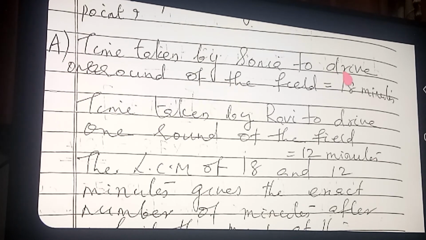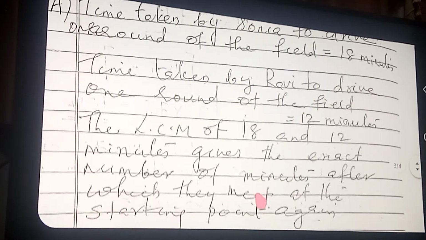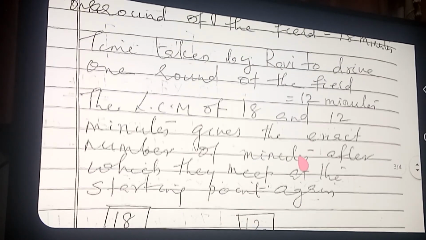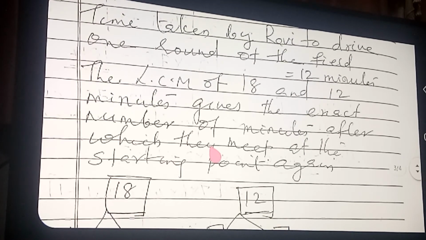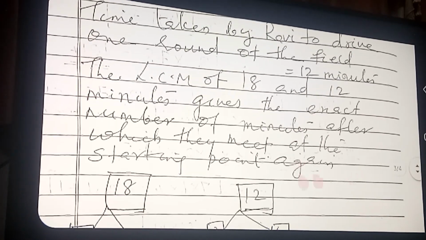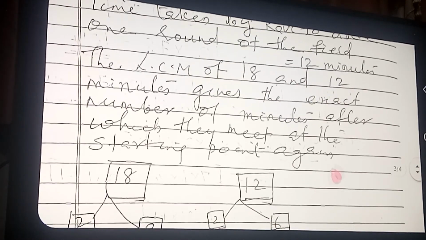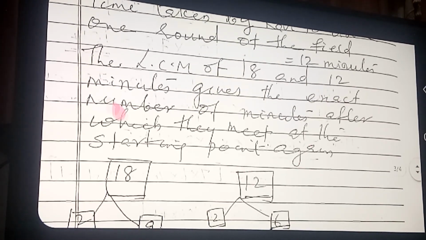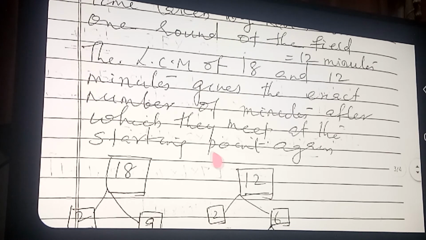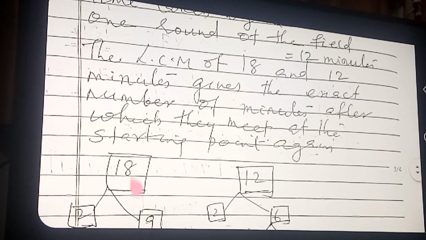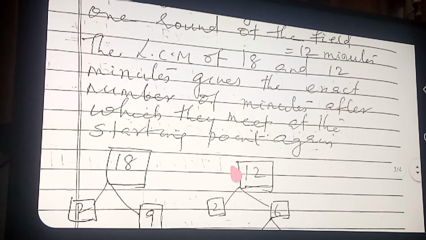Time taken by Sonia to drive one round of the field is 18 minutes. Time taken by Ravi to drive one round around the field is 12 minutes. So the LCM of 18 and 12 minutes gives the exact number of minutes after which they meet at the same starting point. Okay, that is the question. So to find after how many minutes both the persons reach the same starting point, how will you find out? We will find the LCM of 18 and 12.